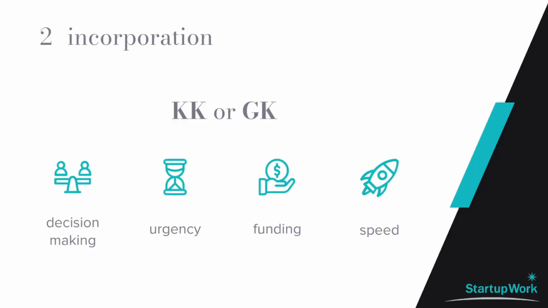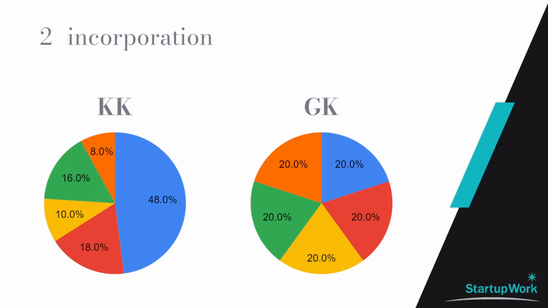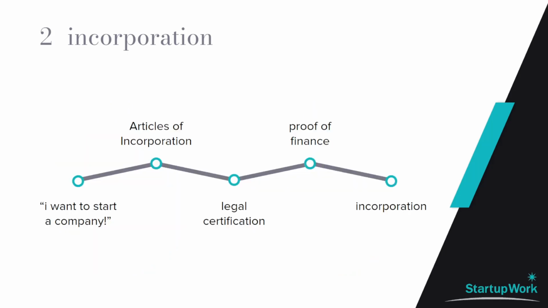Then we look to answer major questions related to decision-making structure, urgency of incorporation, funding plans, and even business building speed to decide between incorporating a KK or a GK. We'll explore the organizational structural differences between the KK and GK, and how this structure then translates into your plans for raising funds, which will affect share distribution and decision-making power.